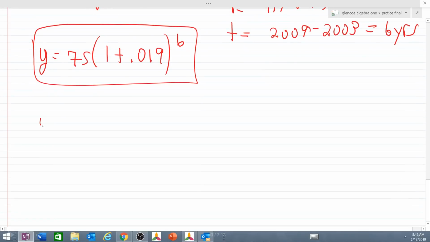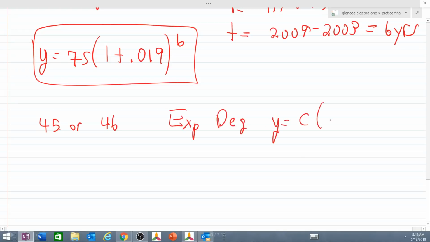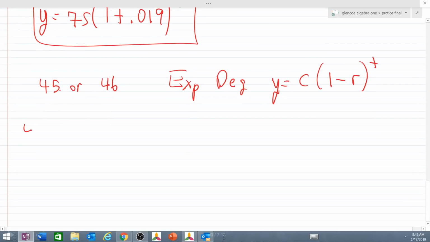45, exponential decay or depreciation. Remember, if you buy a brand new truck, as soon as you pull off the lot, it's going to depreciate several thousand dollars. All right, so I'm going to do 46, which is a depreciation. Exponential decay. Y equals c times the quantity 1 minus r to the power of t. So let's go.